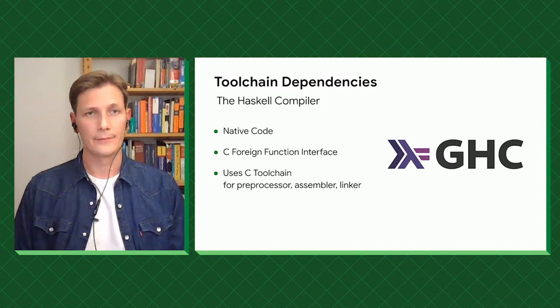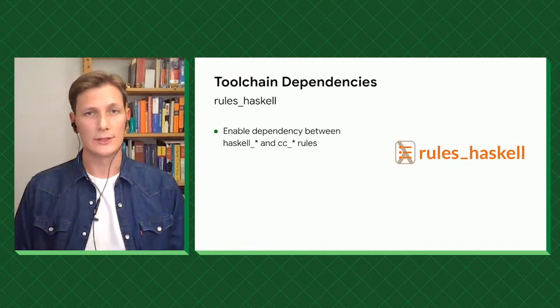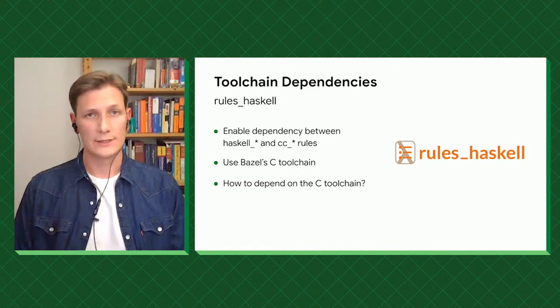To support Haskell linking C and vice versa, we have designed rules Haskell such that Haskell rules and Bazel's built-in C rules can depend on each other. To be sure that the Haskell and C targets are compatible, we use Bazel's C toolchain and instruct GHC to use the tools provided by it. The question is, how should we express this dependency in Bazel?